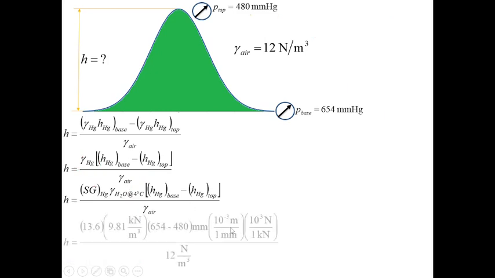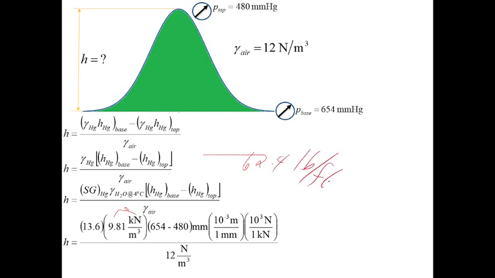Alright, so we continue. The specific gravity of mercury was not mentioned in the problem. It is understood that the specific gravity of mercury is equal to 13.6. The unit weight of water at 4 degrees Celsius, always remember, is 9.81 kilonewton per cubic meter. It is also 62.4 pounds per cubic foot.